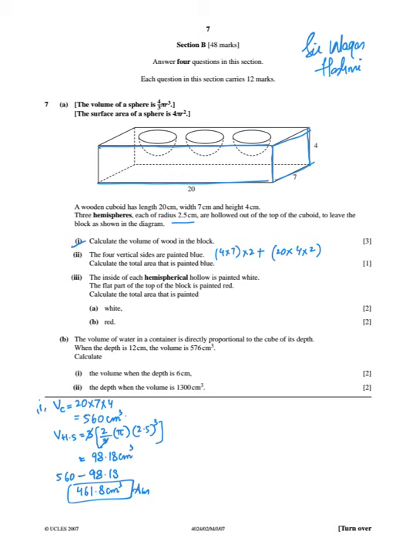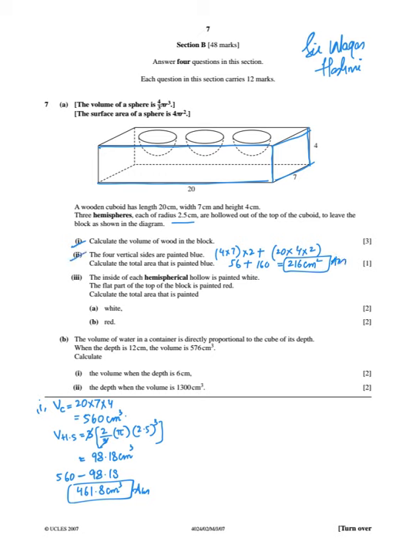So 4 2s are 8, 8 7s are 56, plus 20 times 2 is 40, 40 times 4 is 160. So 160 plus 56 is 216 centimeter square. That is your second part answer.